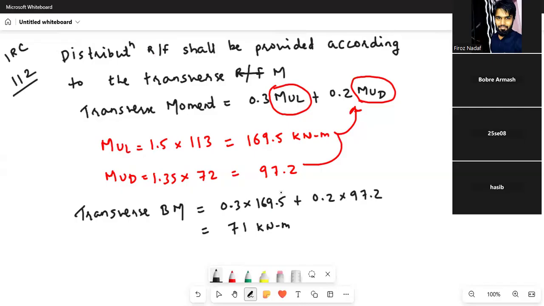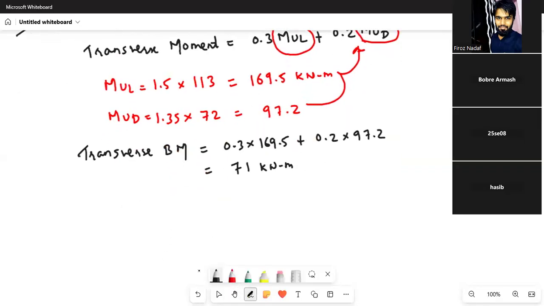The transverse moment will be very less as compared to the moment in the length direction. In the length direction, what moment we have gotten? In the length direction, we have gotten the moment 267 kilonewton meter. So for the transverse bending moment, you have to provide the reinforcement ASP, and here it will be called ASP for transverse bending moment. Okay, so that will be the same formula you have to use. Whatever formula you have used for the main reinforcement, the same formula you have to use for the transverse.